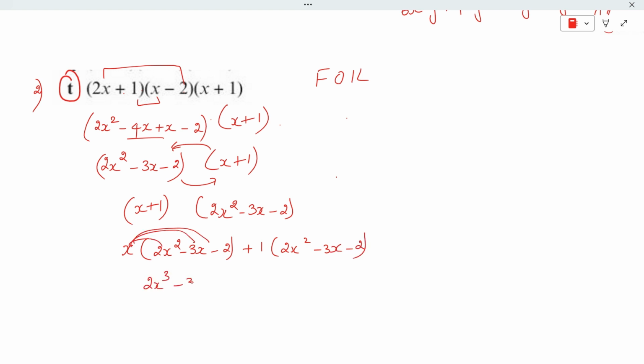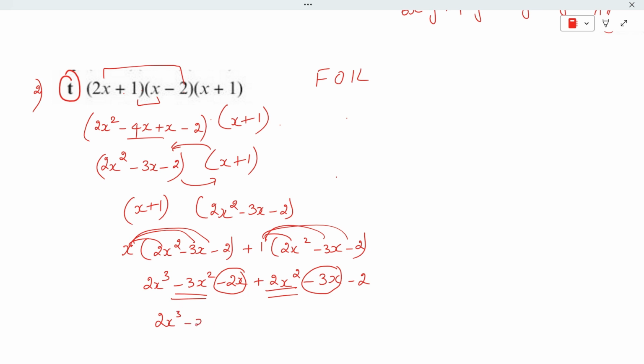2x cube minus 3x square minus 2x. Similarly, 1 is multiplied with all the three terms: 2x square minus 3x minus 2. So combine the like terms together. So I can see minus 3x square and 2x square are like terms, and minus 2x and minus 3x are another like term, right? So 2x cube minus 3x square plus 2x square will become minus x square, minus 2x minus 3x will become minus 5x, and finally minus 2.